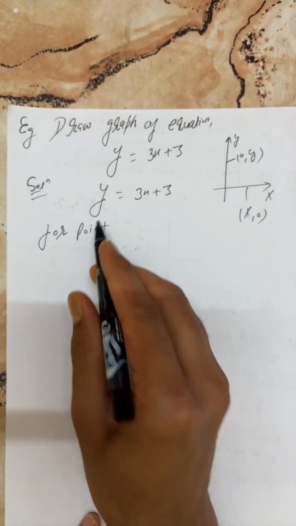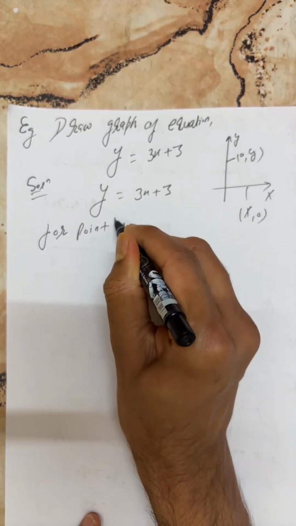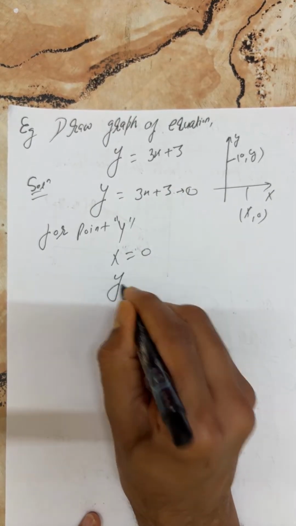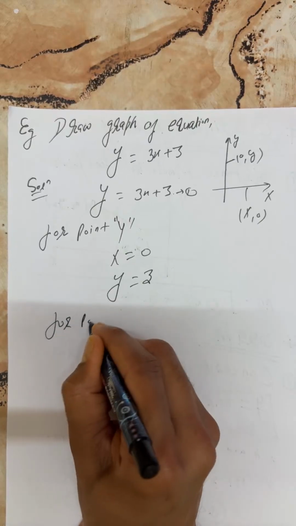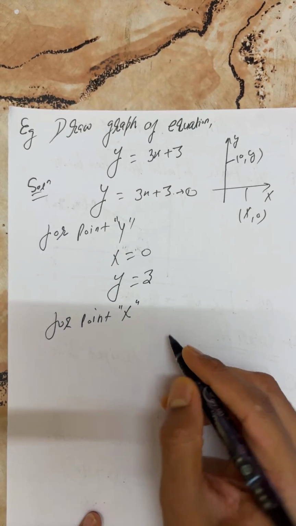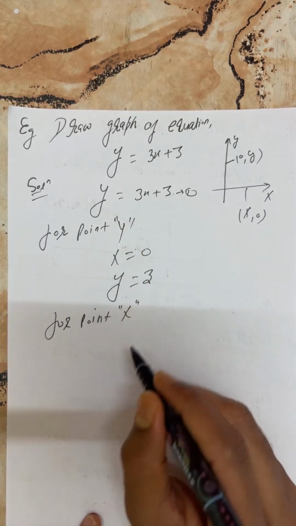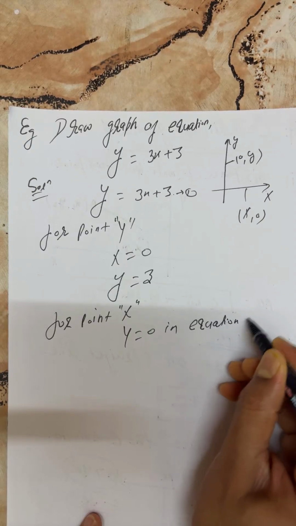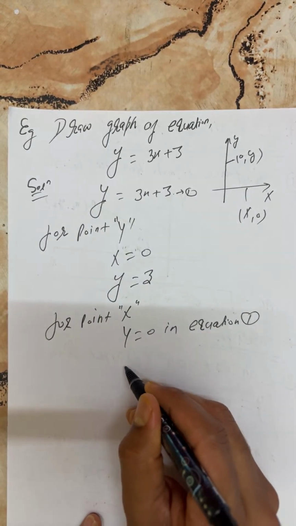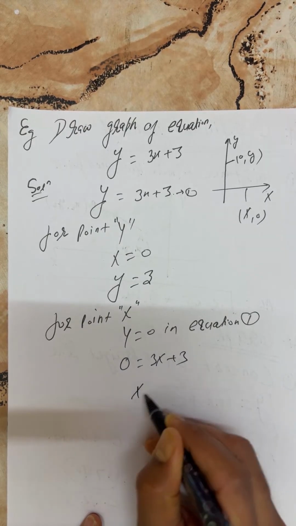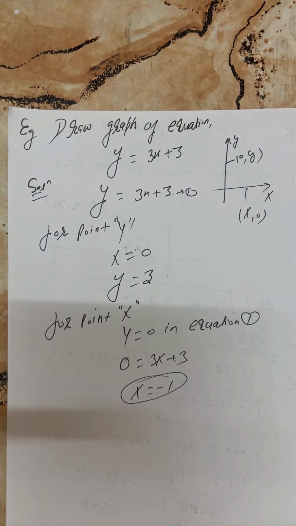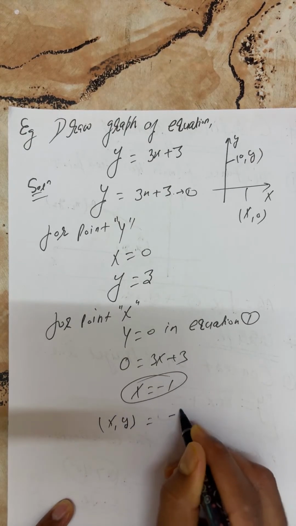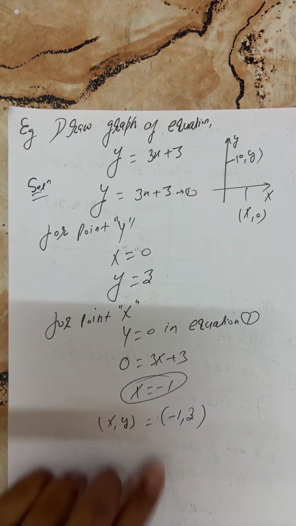So for the y point, let us say equation number 1, you can put x as 0 in equation number 1. So simply y is equals to 3. For the x point, on the x-axis y is 0, so you can write y is equals to 0 in equation 1. So 0 is equals to 3x plus 3. You can say x is equals to minus 1. So finally, you have a point x comma y, where x is minus 1 and y is 3.